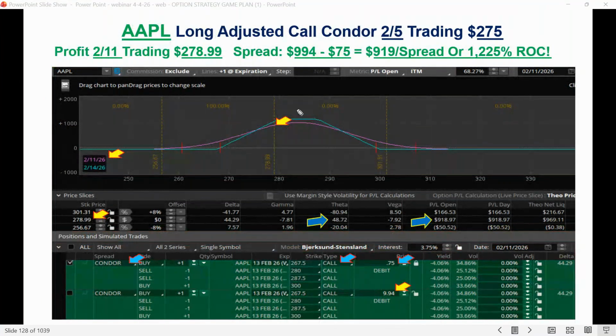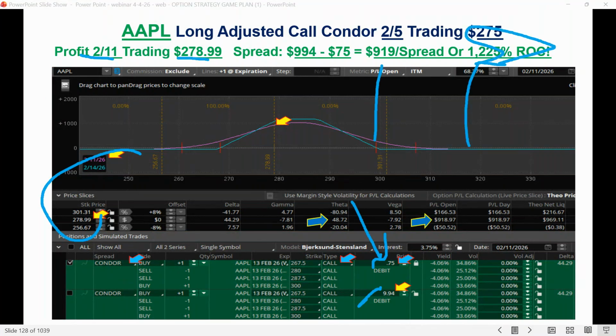So again, this is what you are going to be learning about next Saturday. So I hope you take advantage of this. And so then you can see on the 11th, now it's trading at 278.99, and the spread adjusted went from 75 to 994, so up 919 per one spread, 1,225% return. So that was the Apple trade, really neat trade on that.